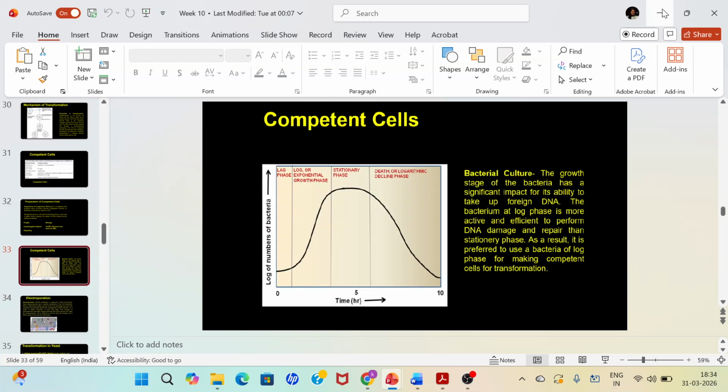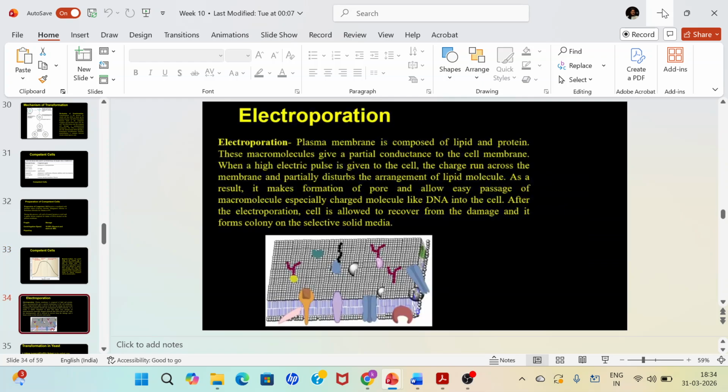Okay, and generally the cells of the log phase or exponential growth phase are the ones that are desirable for making competent cells, so that whenever you further grow them for your purpose, they can easily grow and they won't die while taking up the DNA and growing further.